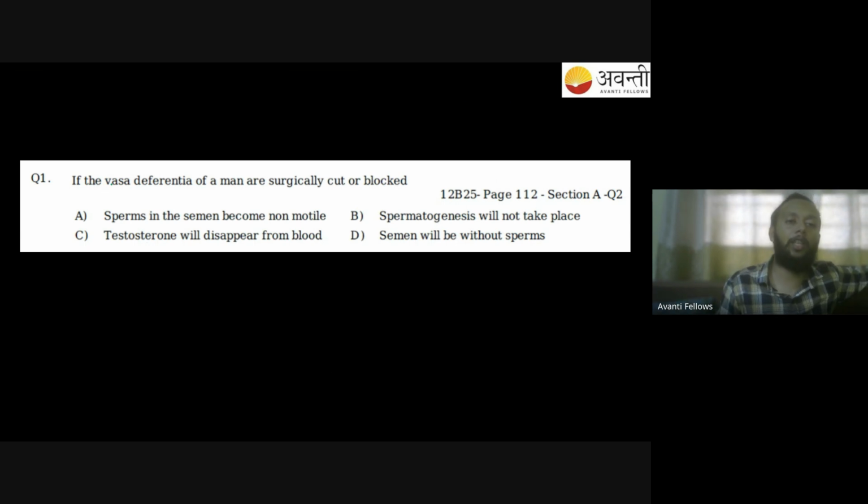If the vas deferentia of a man are surgically cut or blocked, then what can happen? Now read all the options over here and then give me the answer by raising your hand. Look at the question carefully. I have given you a lot of hints. You can do this by yourself. Which of these options is going to be correct here? You have to answer this. You cannot get this wrong.